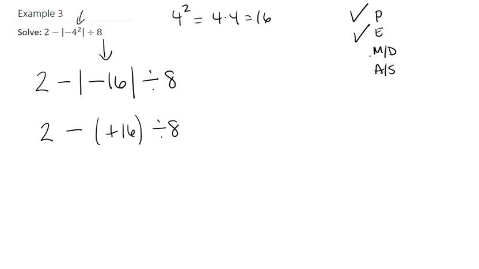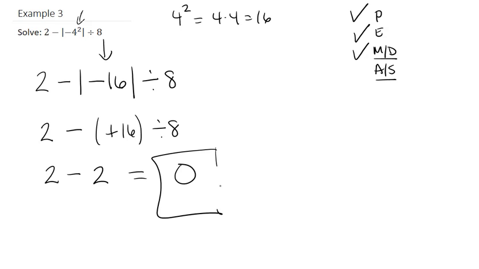We don't have any exponents, so the next step is to multiply or divide. So we have a division problem. So we have 2 minus 16 divided by 8, which is just 2. Now, we've dealt with this step, and we need to deal with the last thing, which is 2 minus 2, which is just 0. And that would be our final answer.